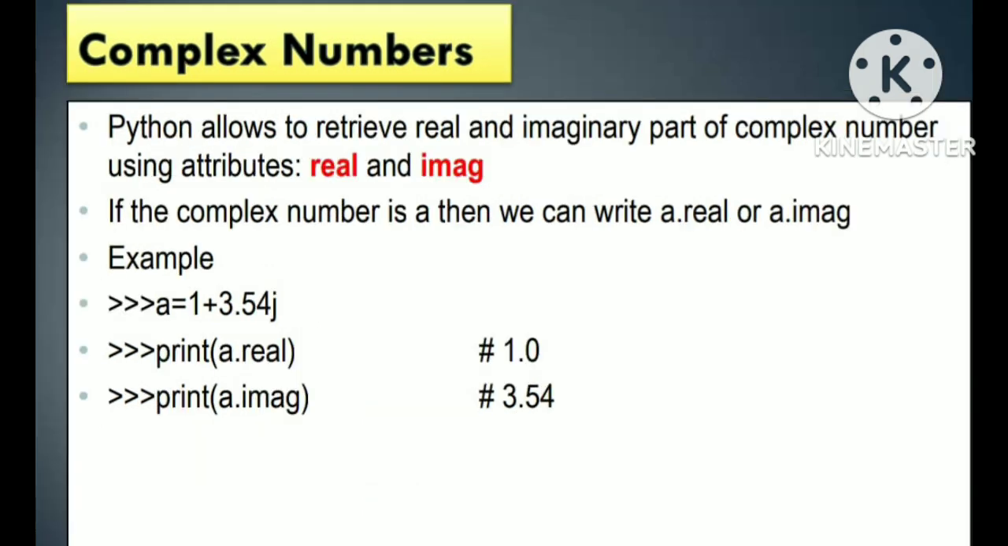Python allows us to retrieve the real and imaginary parts of complex numbers using the attributes real and imag. If the complex number is a, then we can write a.real or a.imag. For example, a equals 1 plus 3.54j, print a.real gives 1.0, print a.imag gives 3.54.